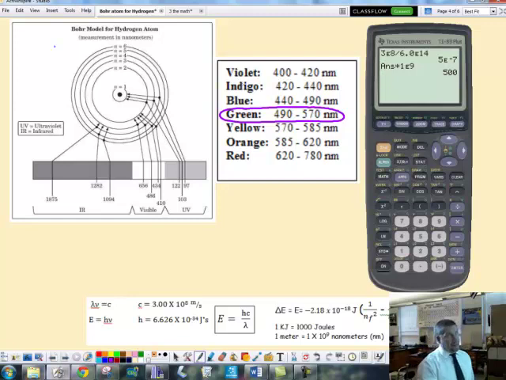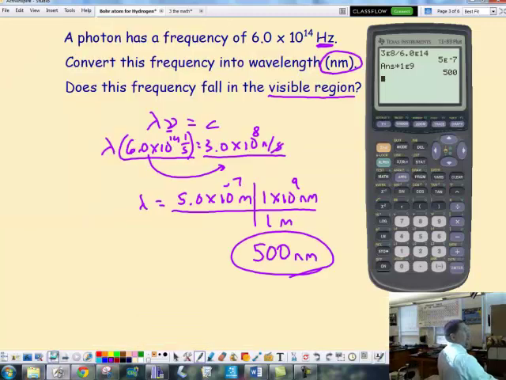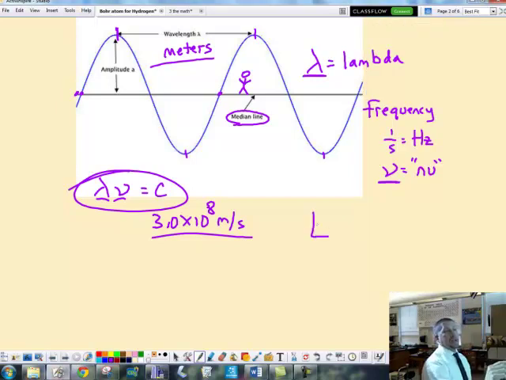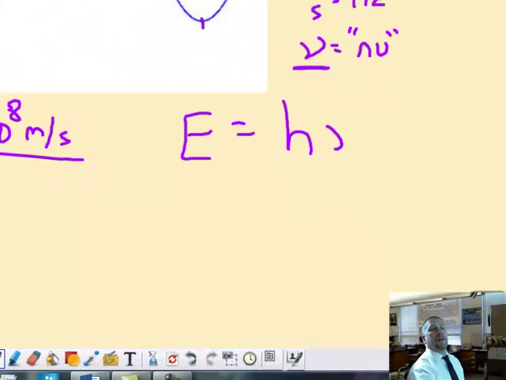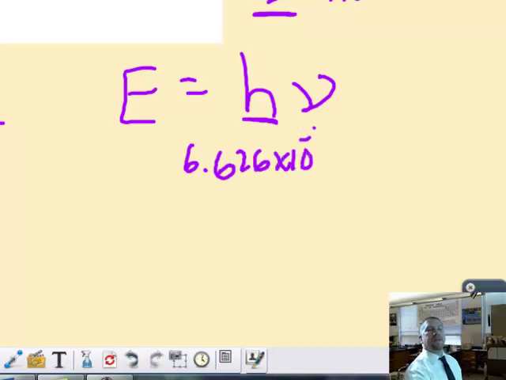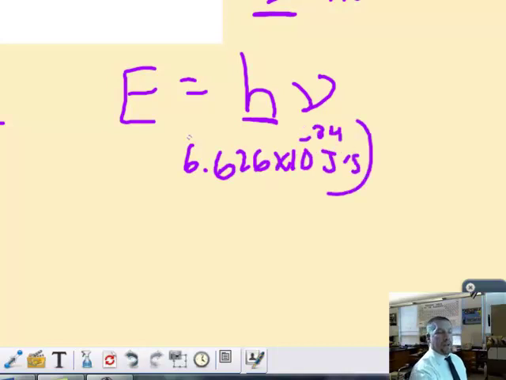All right, so now the second thing that we learned concerning frequency and wavelength is the energy of the waves. So energy is equal to a new formula. E, energy, is equal to h, another constant called Planck's constant, 6.626 times 10 to the minus 34 joule seconds. So that's always h, just like c is a constant, h is a constant.